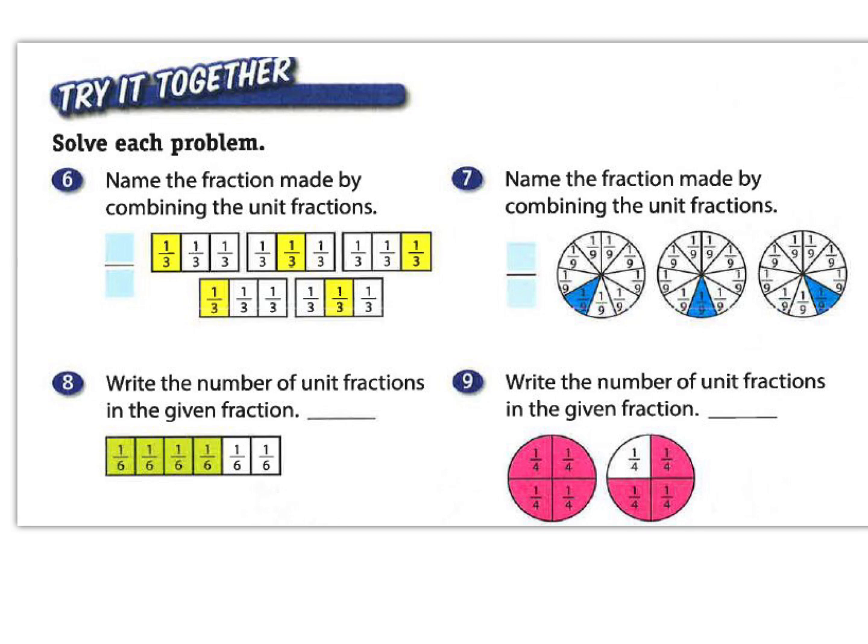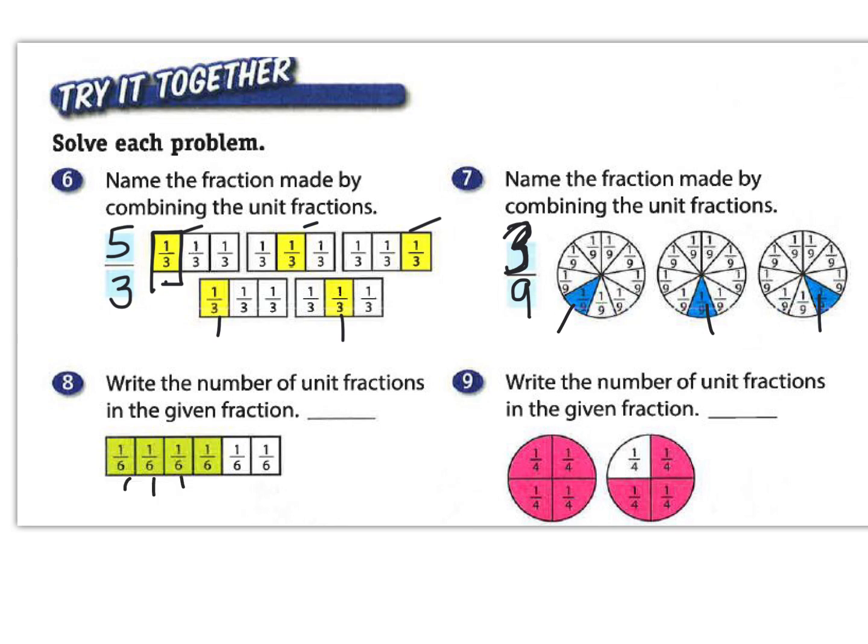Here it says solve each problem. Name the fraction made by combining the unit fractions. So we know that there are thirds on the bottom. We're going to combine them and see how many 1/3 there are. So 1, 2, 3, 4, 5, so 5/3. Here we have name the fraction made by combining unit fractions again. Well, now we're in 9ths. We have 1, 2, 3, 3/9.